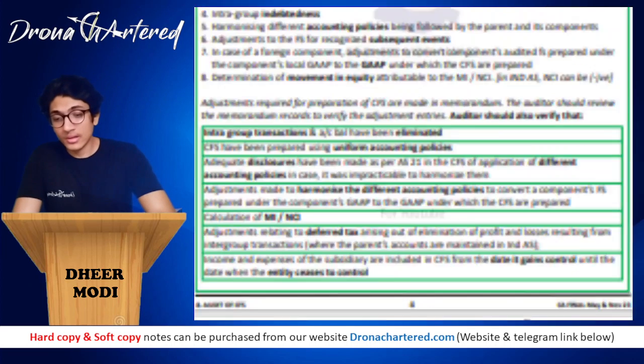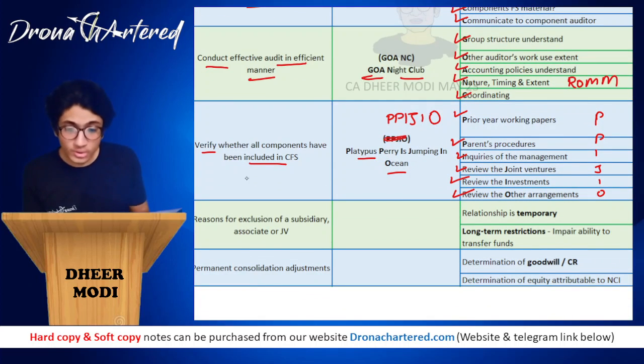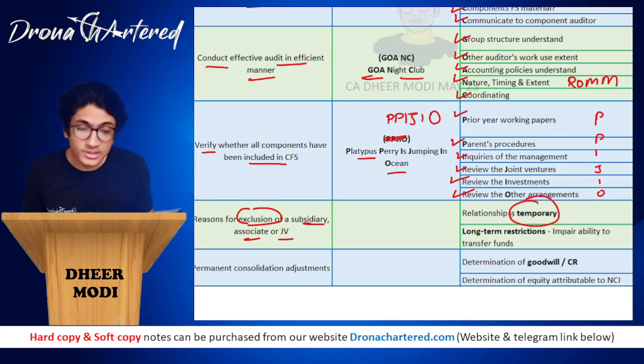I have not made any key for this, but I will still show it over here. Reasons for exclusion of subsidiary, associate, or joint venture. Why are you excluding someone? Either the relationship is temporary, that means in your language it is casual, or there are long-term restrictions that impair the ability to transfer funds. That means you will not get any money. So in such a case, you will not consolidate in the CFS.